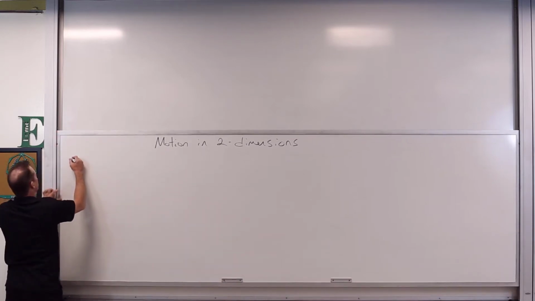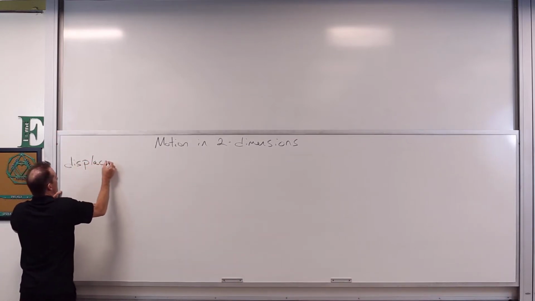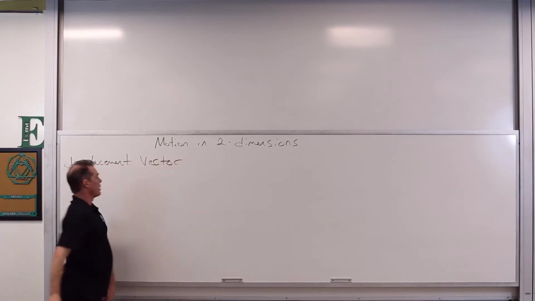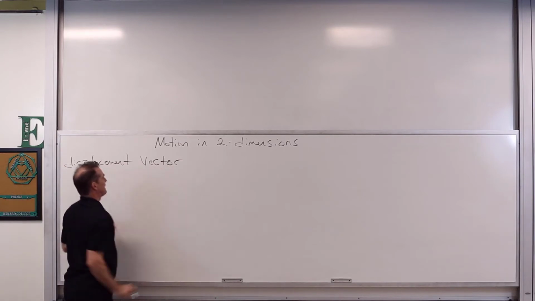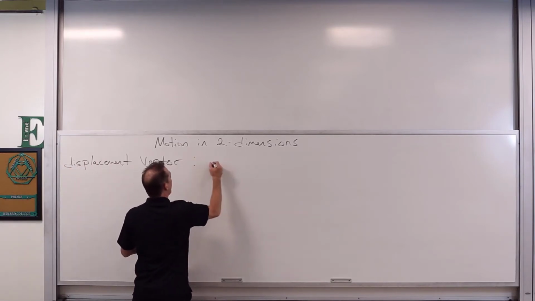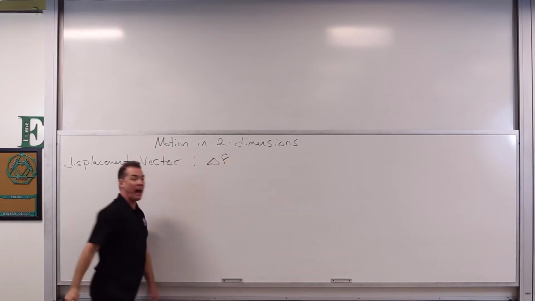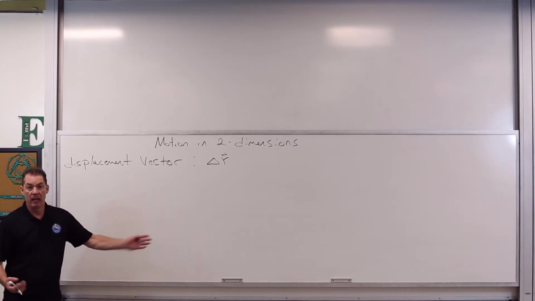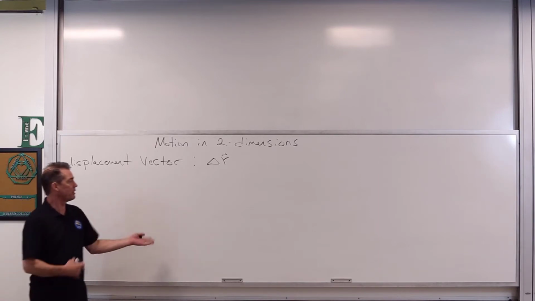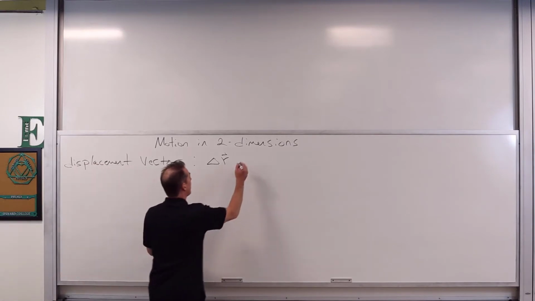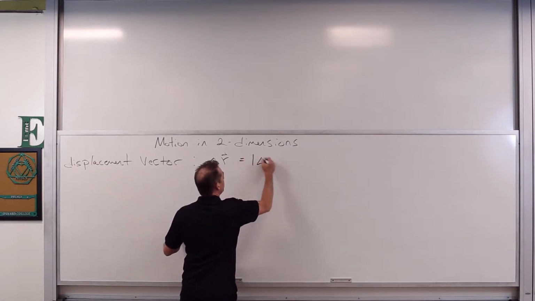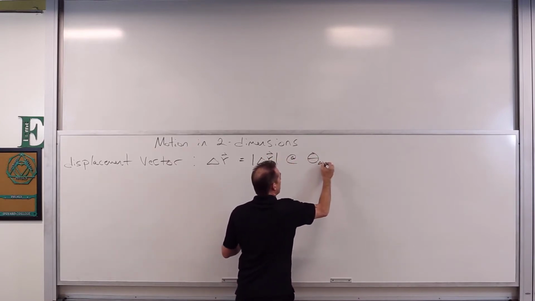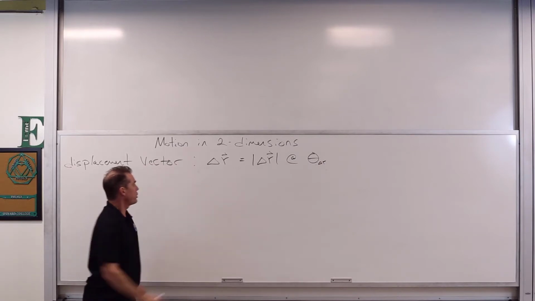So, displacement. We have ourselves a displacement vector, and we could call that delta r hat. That delta r hat has a magnitude and a direction, and it also has an x and y component. There are a couple different ways that we could write this out. We could write delta r hat as the magnitude of delta r hat at some theta sub delta r, magnitude and direction.